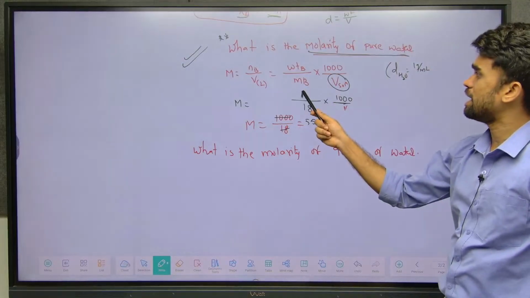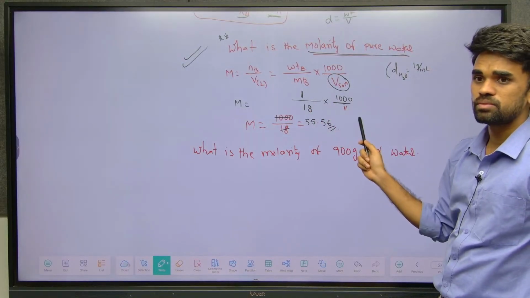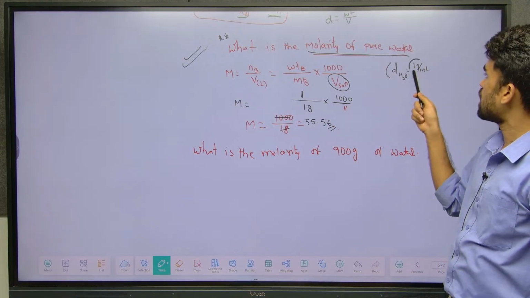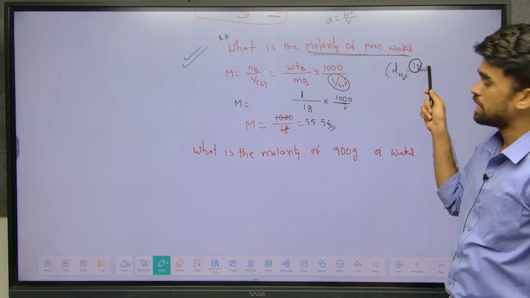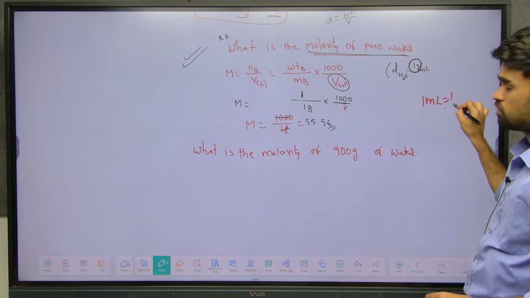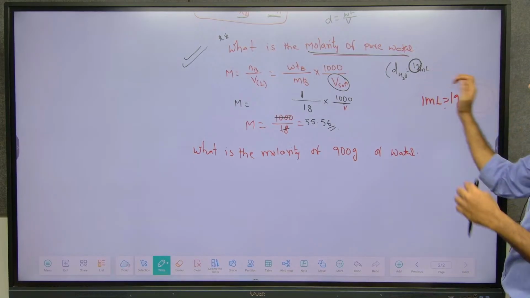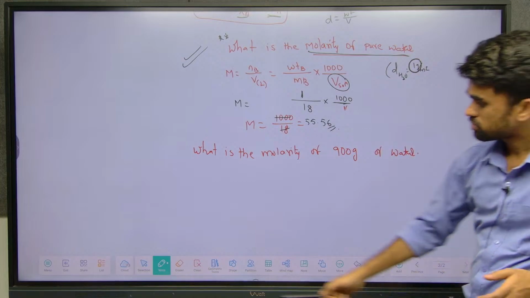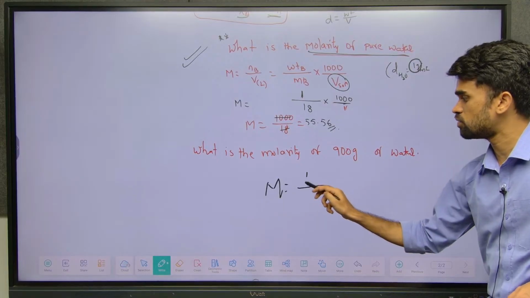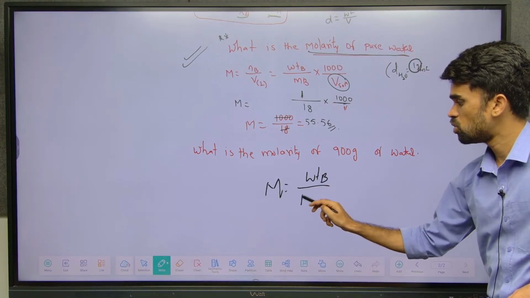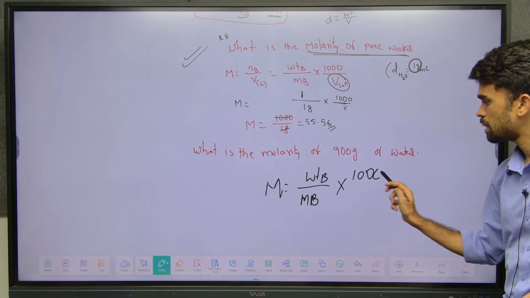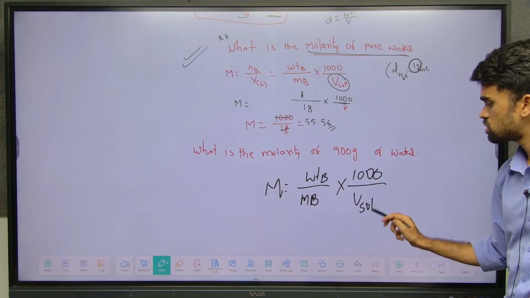See why I have taken 1 as 1, both of them? Because density means 1 gram, 1 ml. In 1 ml of solution, how many grams are present? 1 gram is present, like this. So here also you do it in the same way. Molarity equals weight of solute by molar mass of solute into 1000 by volume of solution.